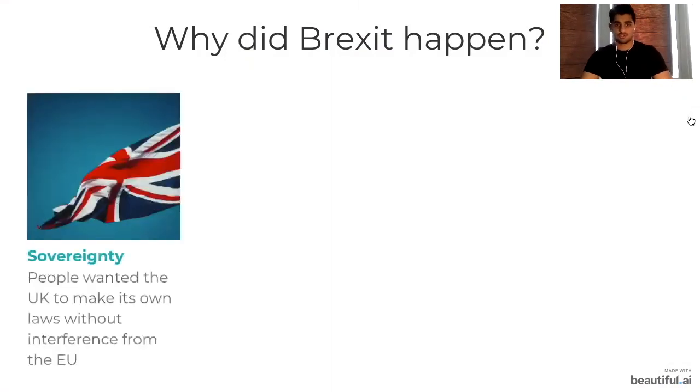The first reason was sovereignty. People wanted the UK to make its own laws without interference from the EU. We looked at the Principles lecture, where we looked at direct effect, indirect effect, and supremacy of EU law. And what you find is that countries give up quite a lot of their sovereignty to the European Union in order to get economic and political benefits. People don't like that, right? People feel British and they don't want their laws coming from Brussels. They just don't want it. And so this was one of the most popular reasons as to why people voted to leave.